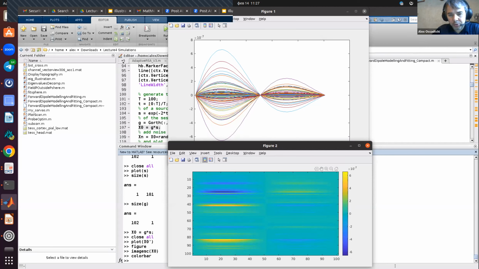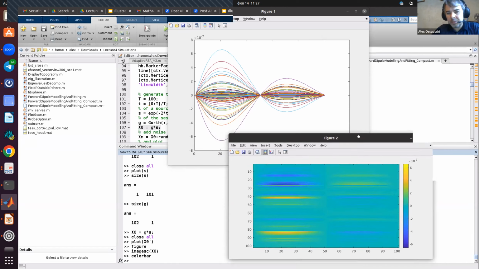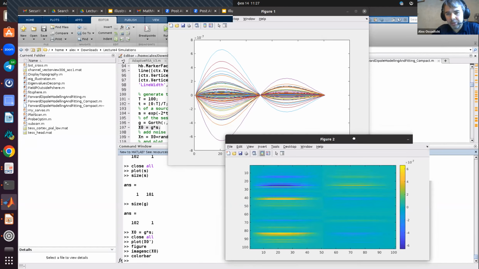If you have blue, it's negative something. If you have yellow, it's positive something, right? And many of them are close to zero. So this is our matrix, okay? This matrix is very special. This matrix has rank 1.